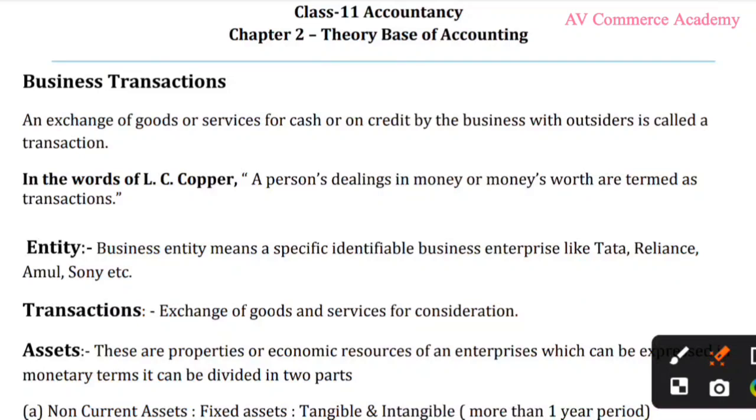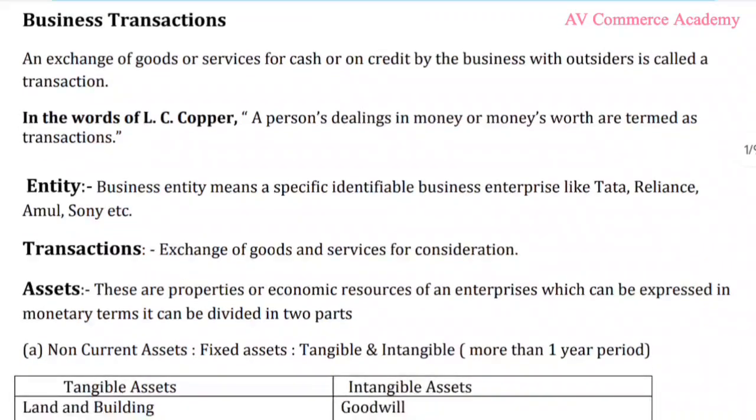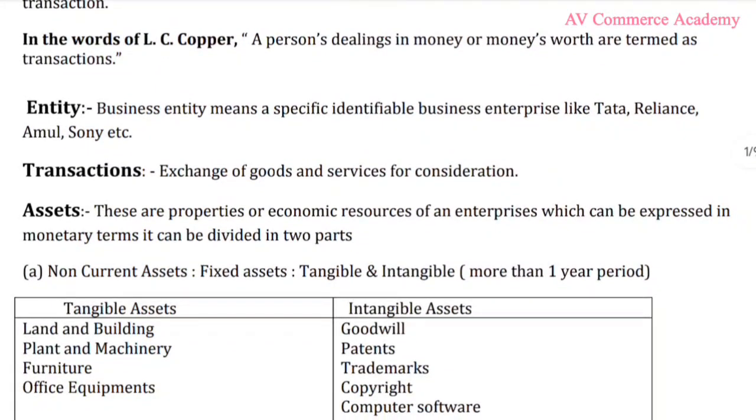Next one is the entity. What does entity mean? Entity means the business owner's name, like Tata, Reliance, Amul, Sony. It means who the business owner is. We call our business an entity.